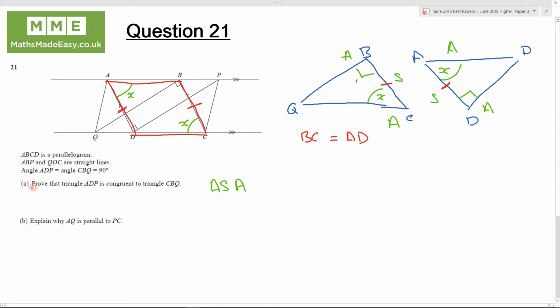Okay, part A. Part B. Explain why AQ is parallel to PC. Let's rub out my workings previously so we can fully appreciate the initial diagram. So let's draw AQ here and PC here.